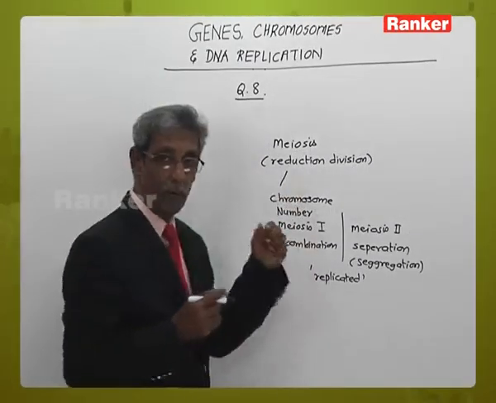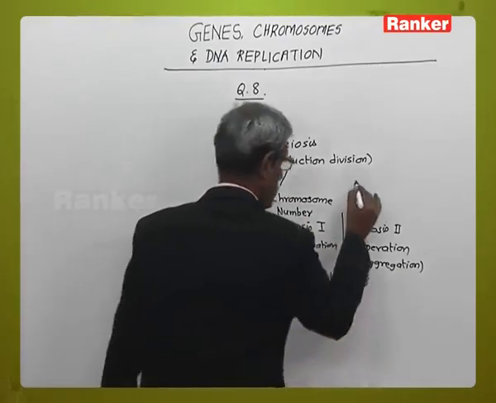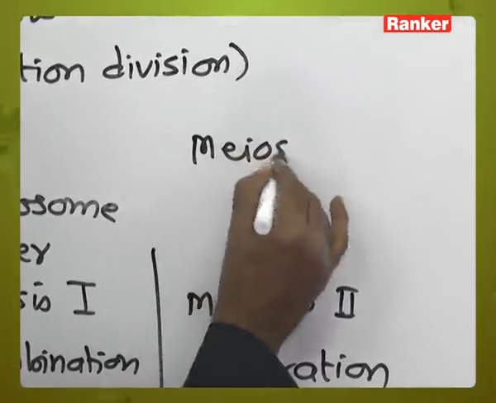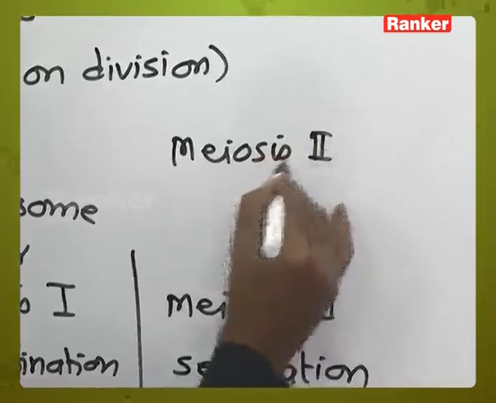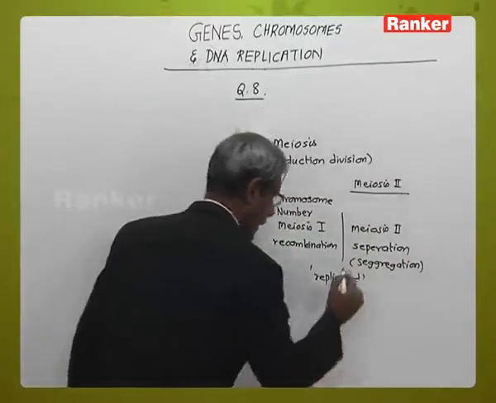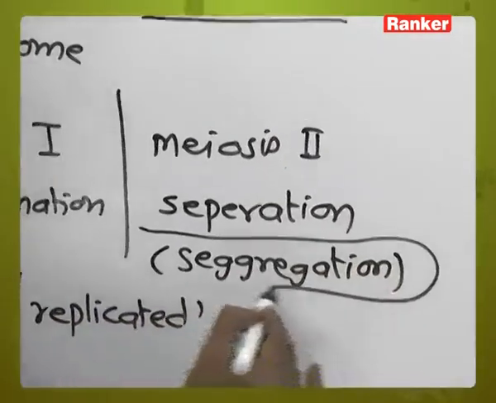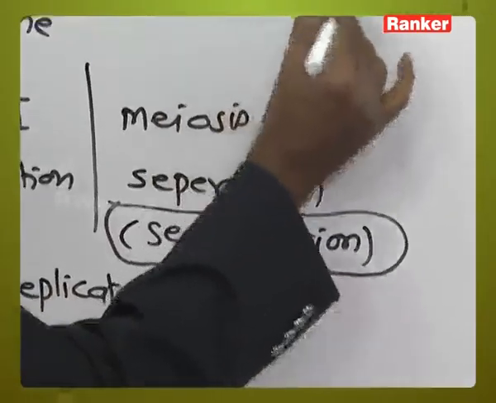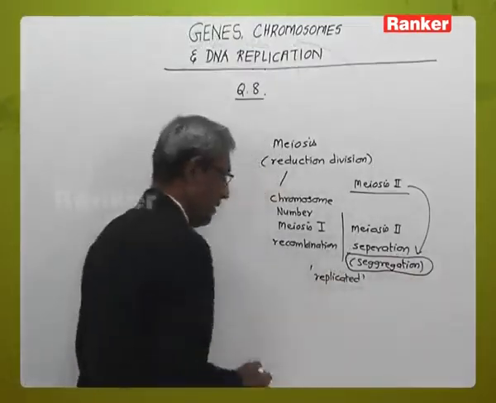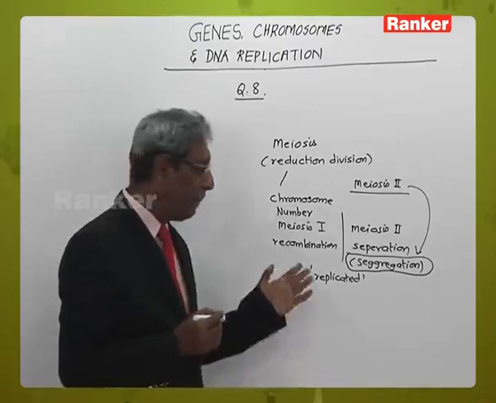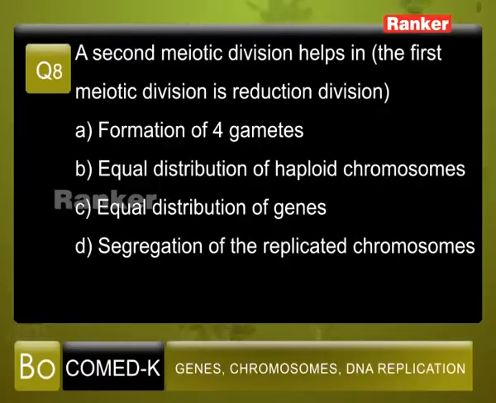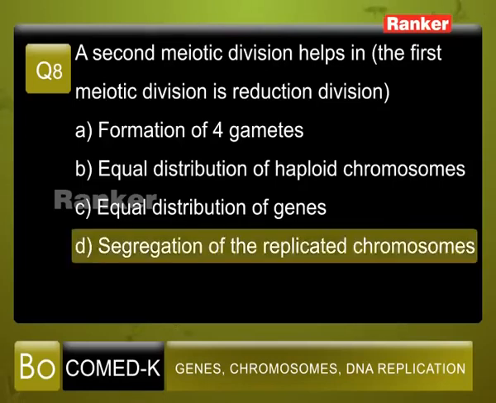So, primarily what is the objective of meiosis 2? Meiosis 2 aims at segregation. So, there is segregation of the replicated chromosomes. That is the most important function of meiosis 2. Hence, the answer is D.